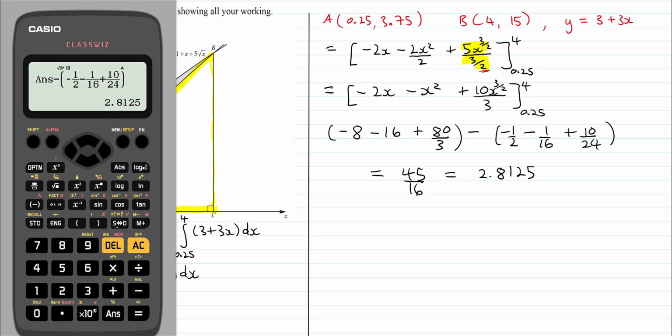and that equals 2.8125, and just rounding that to 3 significant figures, we get 2.81, and it is an area, so we can say that that is going to be units squared, and we've rounded that to 3 significant figures. Okay, so that is question 10.